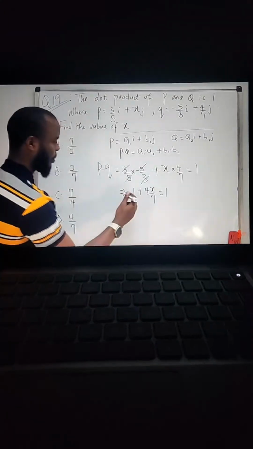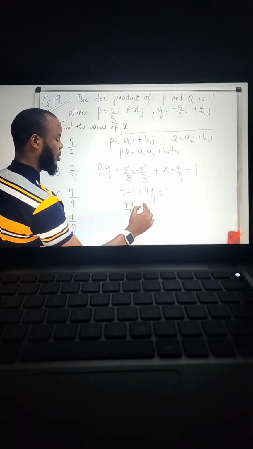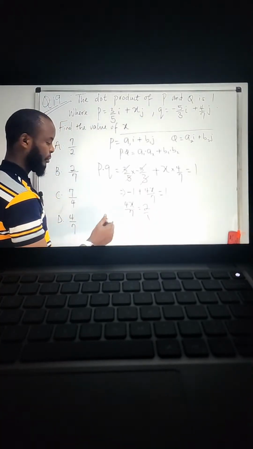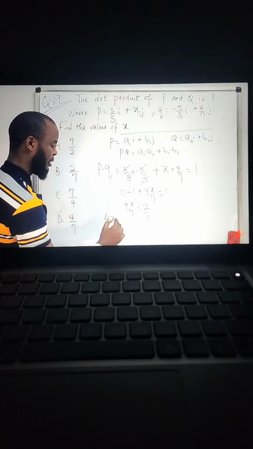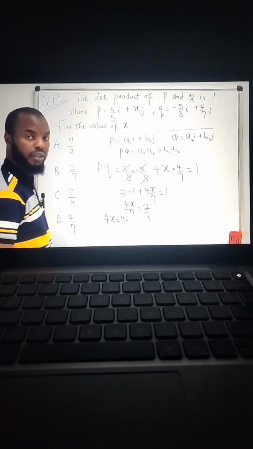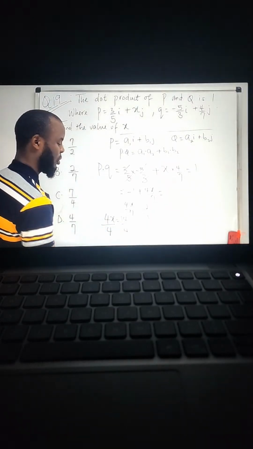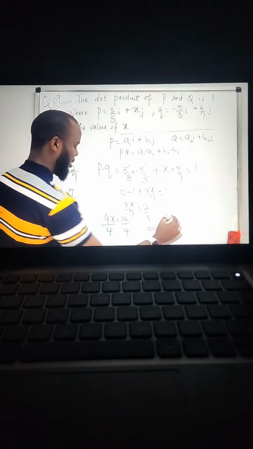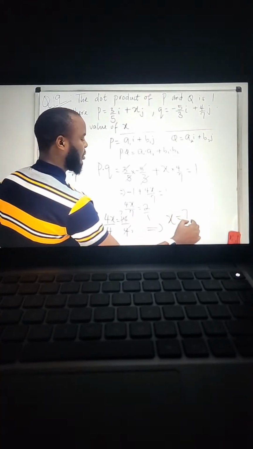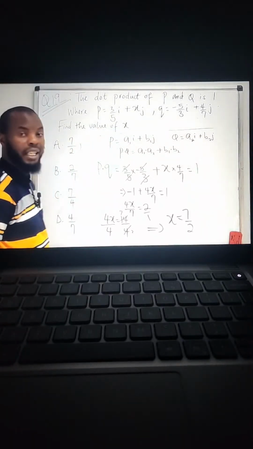Now, if negative 1 goes to the other side, here we have 4x over 7 equals 2. Now, cross multiplying, here we have 4x equals 7 times 2, which is 14. Dividing both sides by the coefficient of x, which is 4, finally we have x equals 14 over 4, which is 7 over 2. And the right answer is going to be option A.